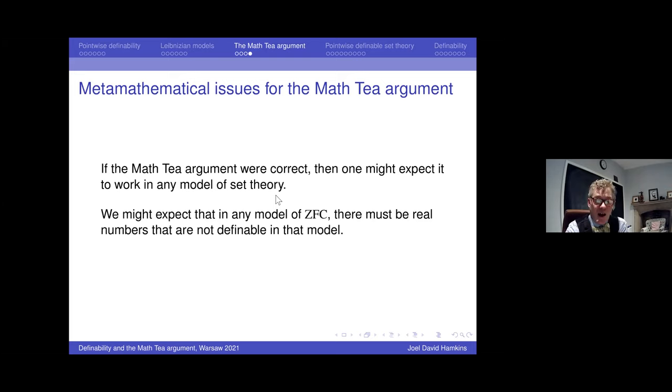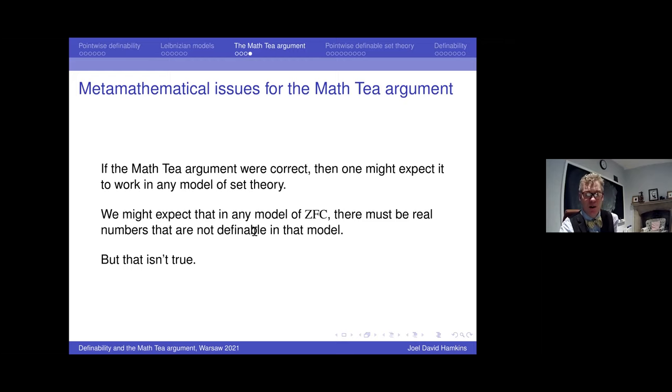And so that would lead you to expect that in any model of ZFC, there must be real numbers that are not definable in that model. But that's not true. And that's really what I want to prove to you. There are models of set theory in which it's not true that there are real numbers that are not definable.